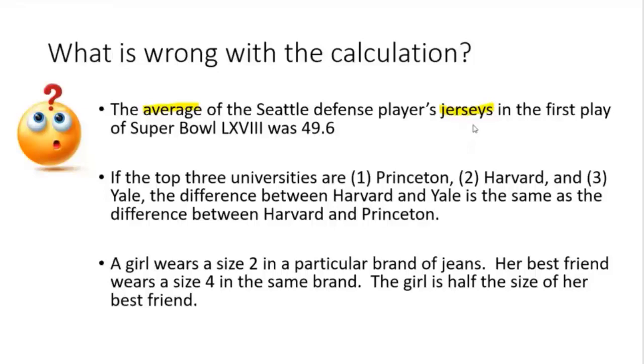That's what's wrong with it. Jerseys are just labels. Jersey numbers are the labels, so it doesn't make any sense to do any math with those, whether you're adding, subtracting, or finding averages. That is the problem. Don't average something that is nominal. It's just the name. If the top 3 universities are number 1, Princeton, number 2, Harvard, number 3, Yale, the difference between Harvard and Yale is the same as the difference between Harvard and Princeton? No, this is a ranking. And when you are talking about rankings, that means that you can put them in order.